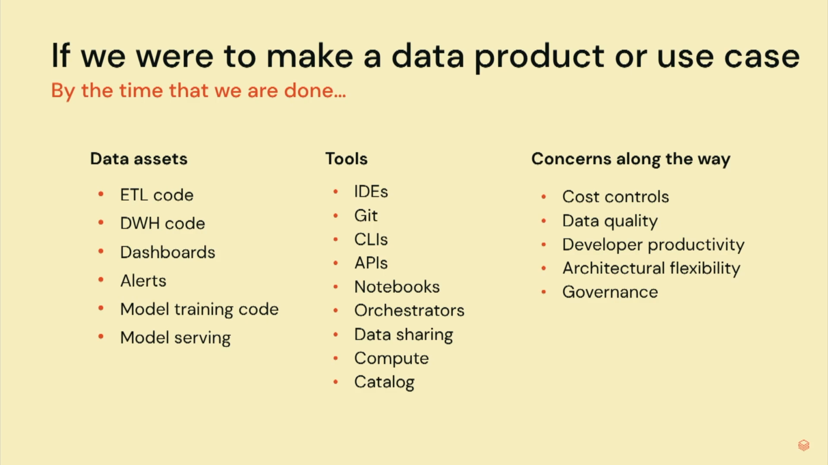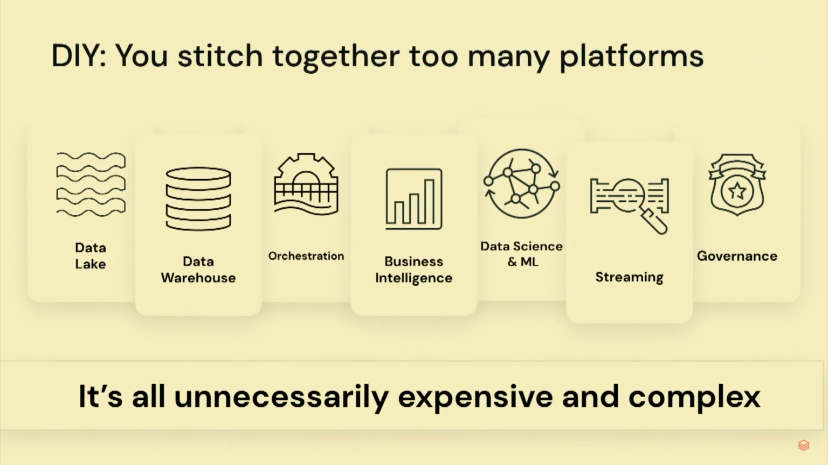You're going to have a lot of concerns along the way. Hopefully people are thinking about these: cost controls, data quality, developer productivity, but then also you want architectural flexibility, and this governance thing keeps coming up. Now you might ask, what does this have to do with Apache Spark? Well, you can do a lot of these with Spark, and what Fabian's going to talk about is how we use the tooling to make your life easier. And then Databricks is a platform, we help alleviate these concerns along the way. So that's how we're logically grouping these things together.